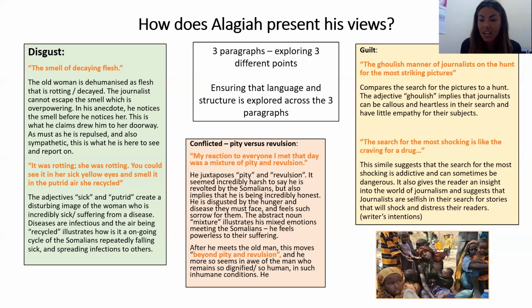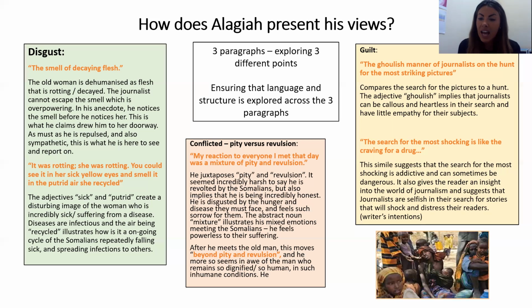So he compares the search for pictures to a hunt. The adjective ghoulish implies that journalists can be callous and heartless in their search and maybe have little empathy for their subjects, and are more so there for the most shocking pictures, which will then perhaps make the front page, sell the most papers, and thereby make the journalist more money, or have done a more successful job.